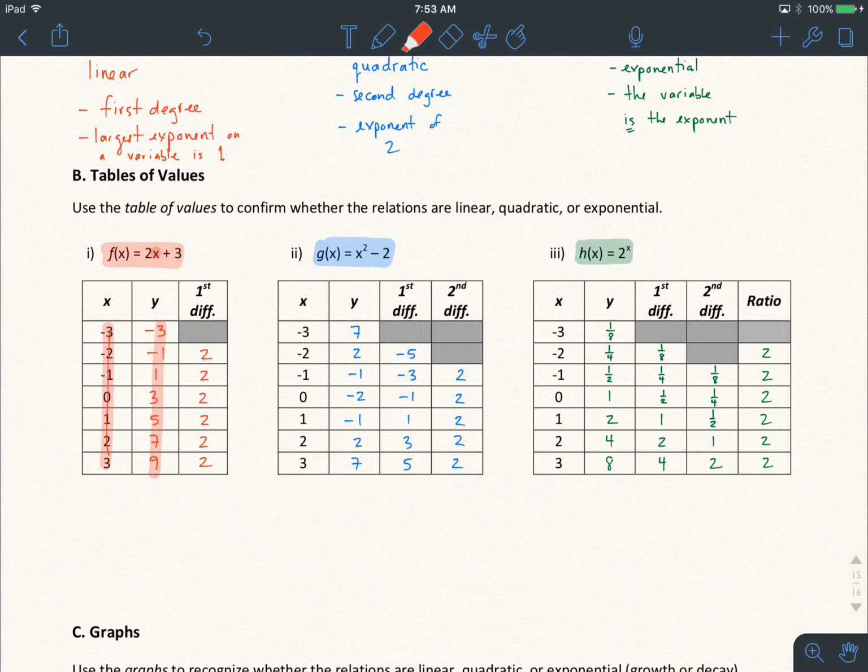So I'm going to zoom out. What I'd like you to do here is hit pause, create these tables in your own notes or on a piece of paper, and then I'm going to come back and talk to you about them. So do that now. Okay, you're back. Let's have a look at the first one.